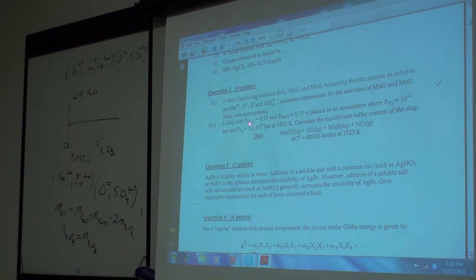Then I do a second one. It's the same thing. A slag. Given slag composition, you trace PO2 is 10 to the minus 4, PS2 is 10 to the minus 4. Calculate the equilibrium sulfur content of the slag. And I have lost it.